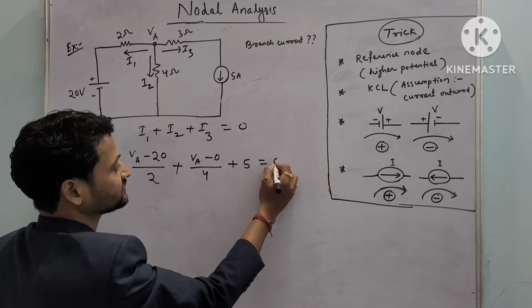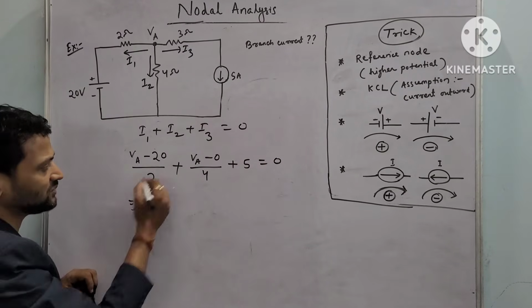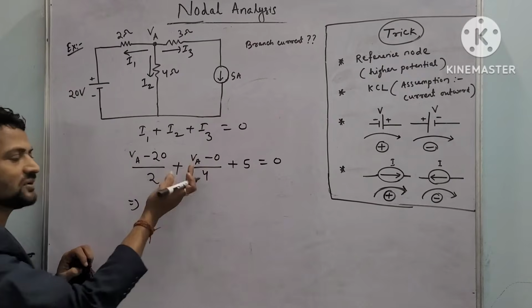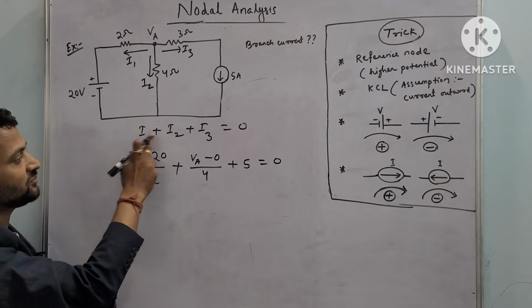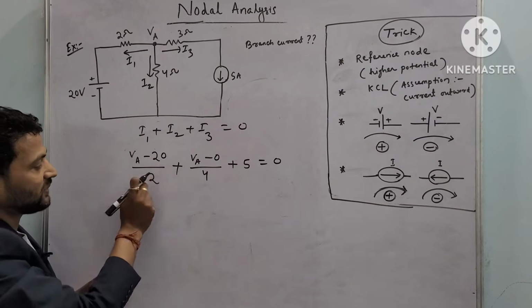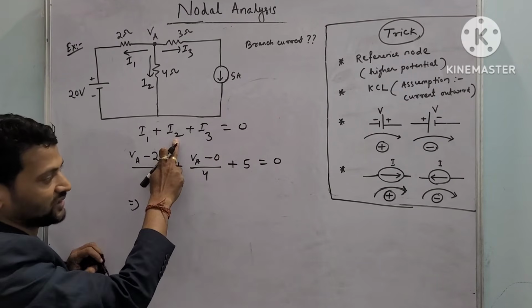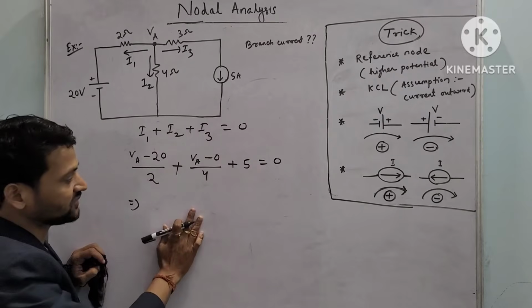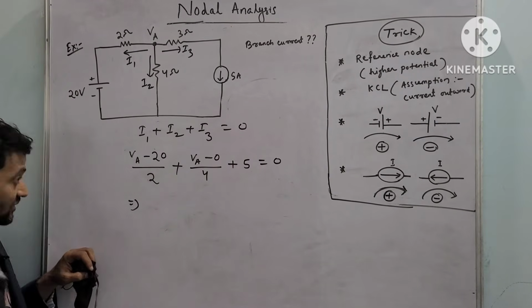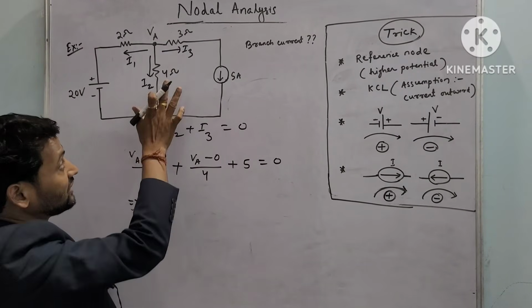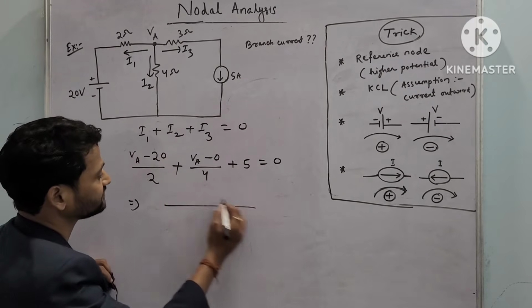plus 5 is equal to 0. Then we can solve it and we can get the value of VA. Then if we put here in this part, we can get I1. Similarly, in this part, we can get I2. And I3 is already given, plus 5. Okay, let's solve this one to check whether our assumption is correct or not.